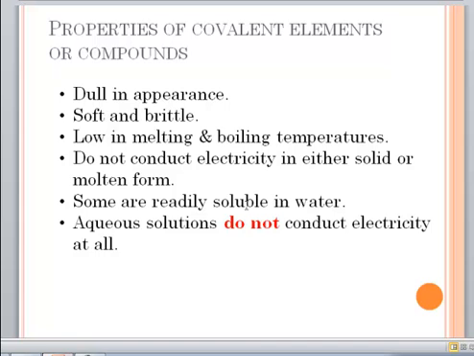So as we said before, and you've done the lab, you start observing properties of covalent or molecular compounds. For example, table sugar. Usually they are dull in appearance, soft and brittle, and fairly low in melting and boiling temperatures. Actually, at room temperature, lots of those molecular elements or compounds are gases, like hydrogen, oxygen, nitrogen, chlorine. Those molecular or covalent compounds or elements do not conduct electricity. If you melt them, it doesn't matter. They don't conduct electricity. And some of them are readily soluble in water, like table sugar.